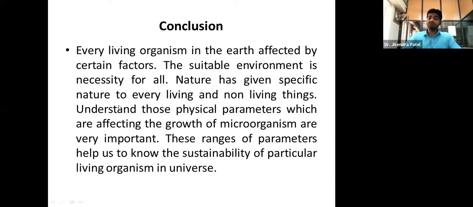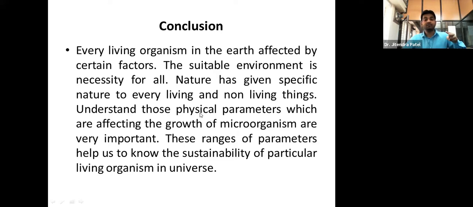Nature has given a specific environment, a specific nature, to every living and non-living thing, right? Only in that can they survive. Suppose a fish can survive in water. Now you want to take it into a cage in your home without giving water or oxygen and all those things, will it survive? No. Why? Because its nature is to live in an aquatic environment, sea, ocean or water. So what I mean to say is that there is a specific nature to every living and non-living thing. So understand those physical parameters.